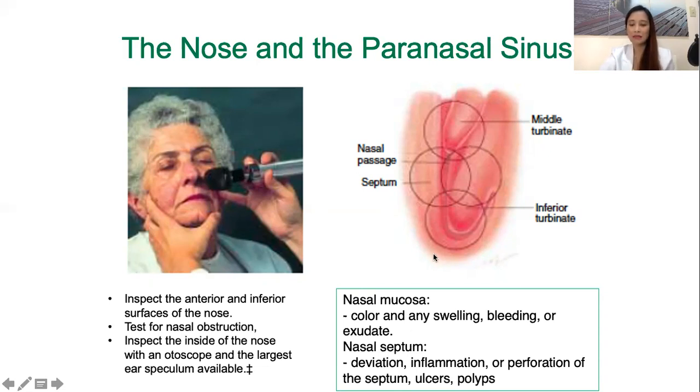In the nasal septum, look for any deviation, any perforation of the septum, although I've never seen that. Any ulcers and polyps. Now, polyps are usually fleshy, semi-colorless outgrowths in the septum, so you can also see that, if you have the right instruments.